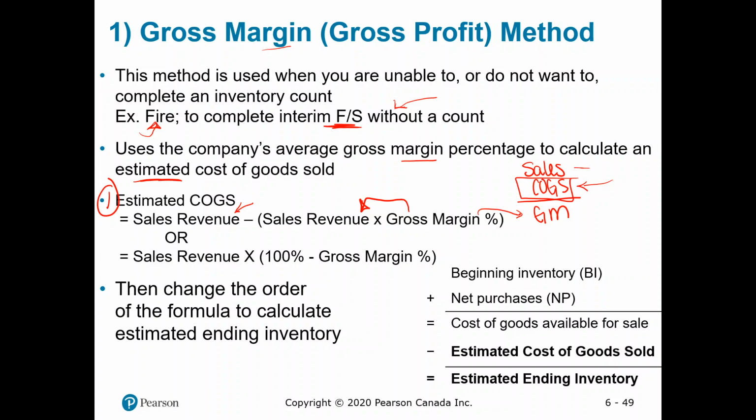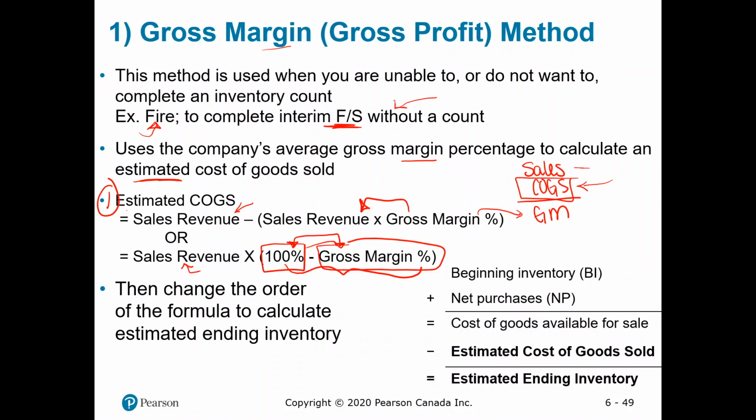Or another way that you could think of this is to figure out what percentage your cost of goods sold is, essentially. So our gross margin percentage, that's the percentage that we keep of sales in gross margin out of 100% of sales. Therefore, the other missing percentage, if we take 100 minus your gross margin, that's the percentage that is in cost of goods sold. So if we figure out what the percentage of cost of goods sold is, we can then multiply that by sales revenue, and we're calculating our cost of goods sold that way.